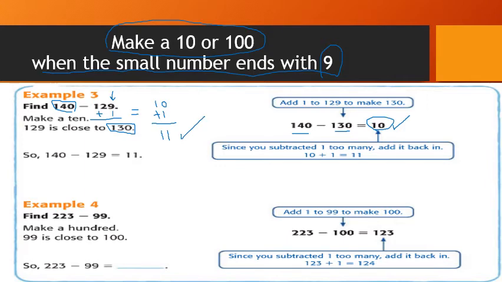Let's see another example for the same idea. 223 minus 99. Yes, I will look at the smaller number like Miss Doaa said. The smaller number here, 99. And the ones digit is 9. Yes, so she said if the small number ends with 9, what we will do? Bravo, make a 10 or 100. So I will add 1. 99 plus 1 is equal to, excellent, is equal to 100.